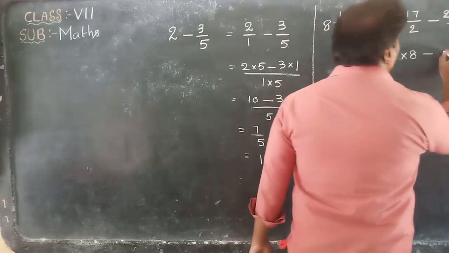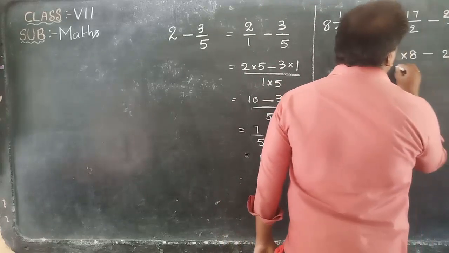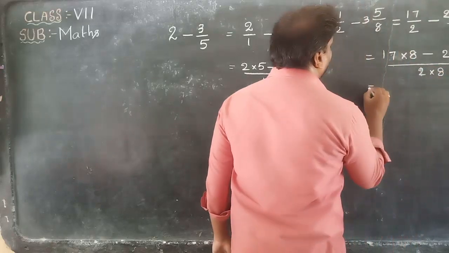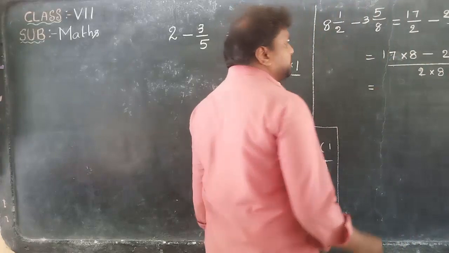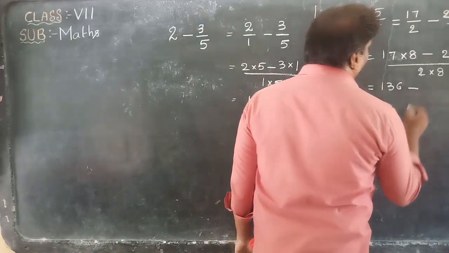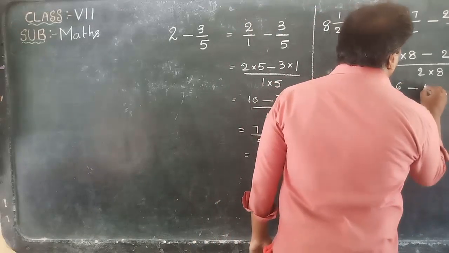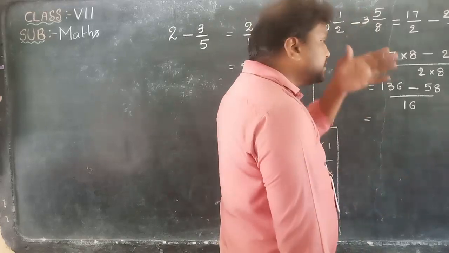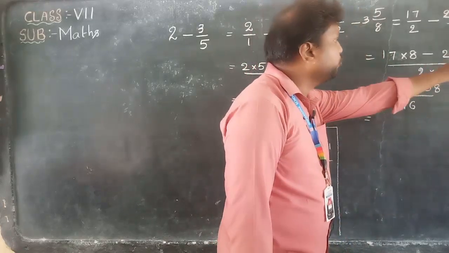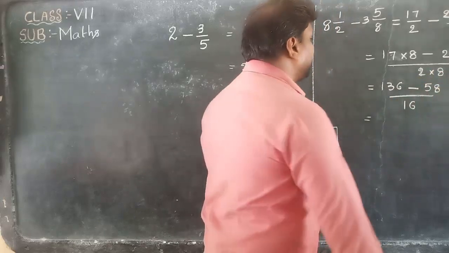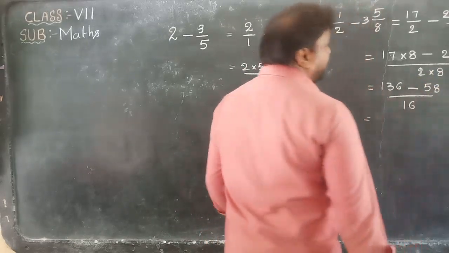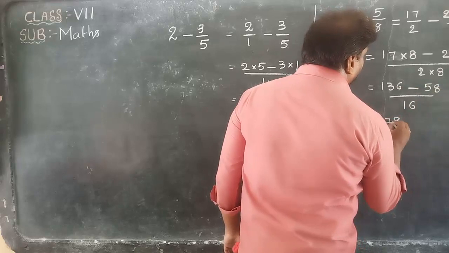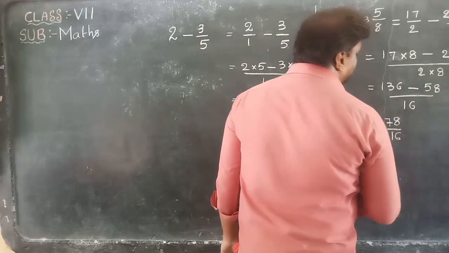17 eights and 29 twos, by 2 into 8. 17 eights, what is the value? 136, minus 29 twos, 58, by 2 eights are 16. 136 minus 58, what is the value? 16 minus 8 is 8. 12 minus 5 is 7. 78 by 16.